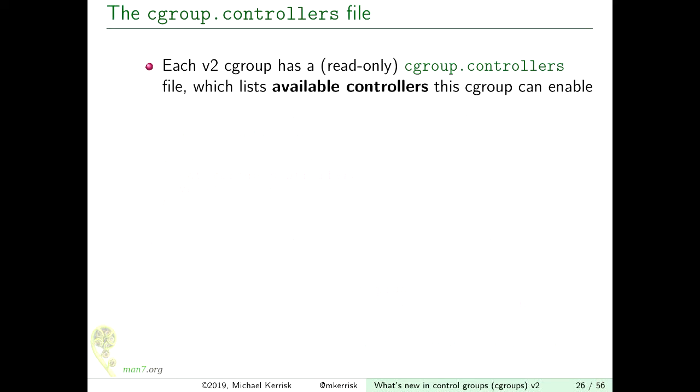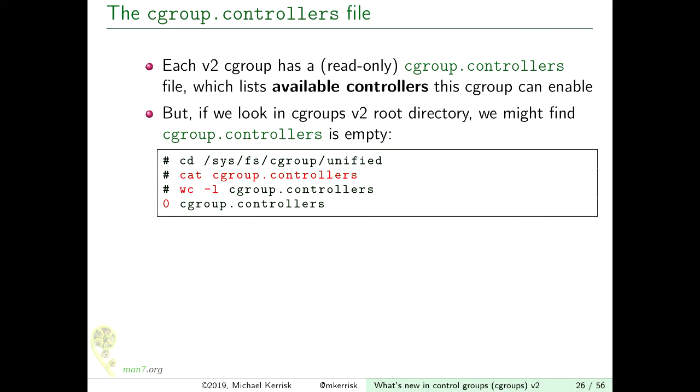Now, when you mount the Cgroup version 2 file system, then in each of the Cgroup directories under the file system, there's a cgroup.controllers file, and this tells you what controllers are available in the version 2 hierarchy. But if you do this on your system now, you might find something like what I'm showing here, where you cat cgroup.controllers in the root directory, and it has no controllers listed. There are no available controllers.